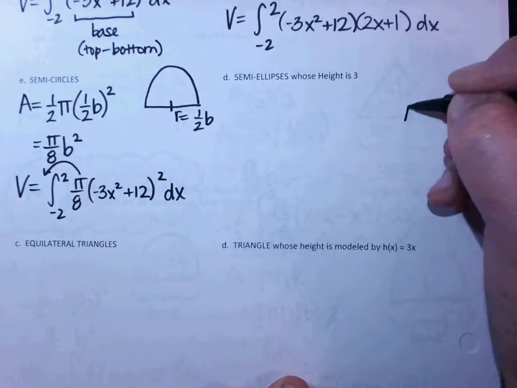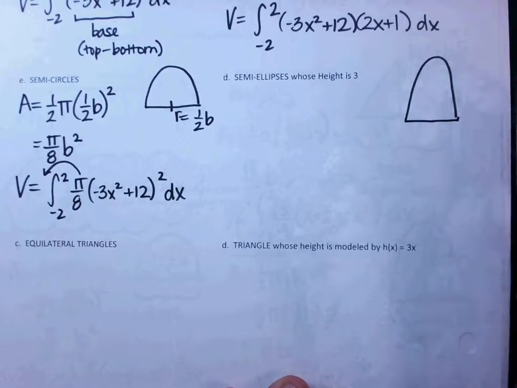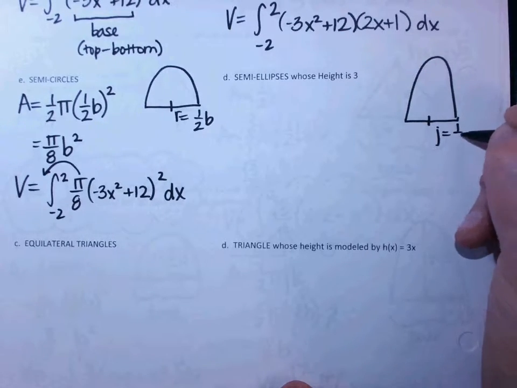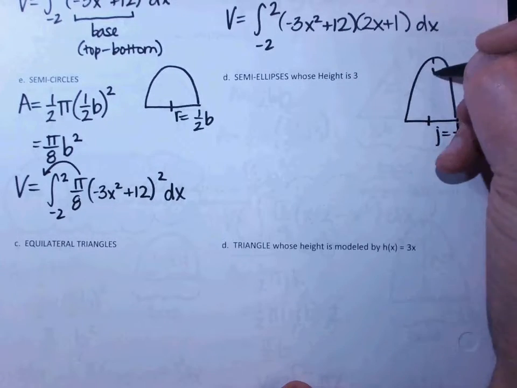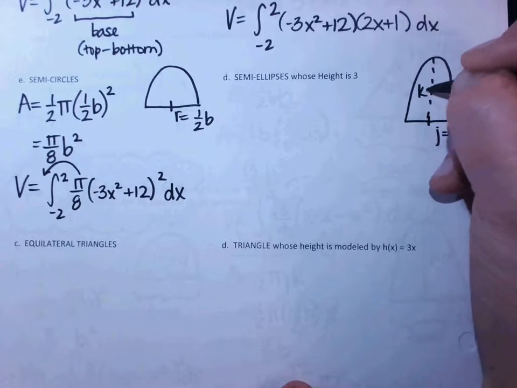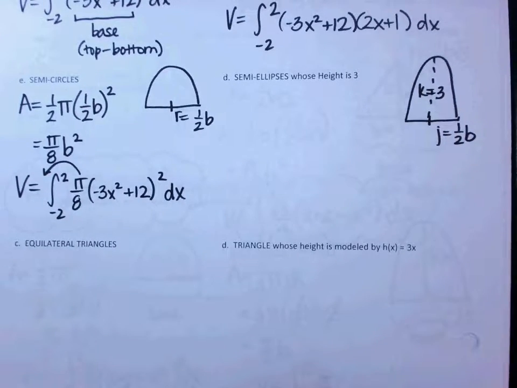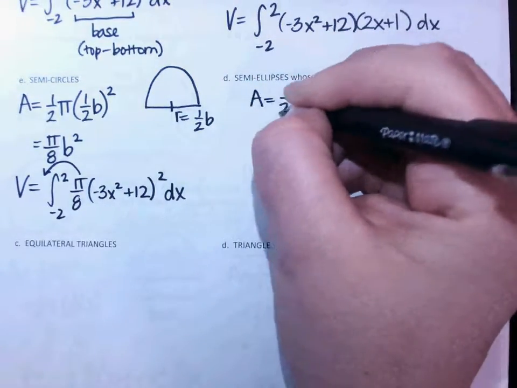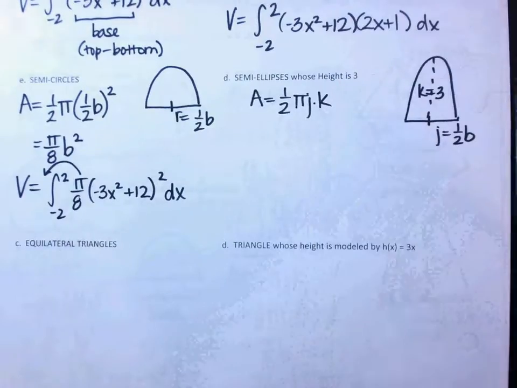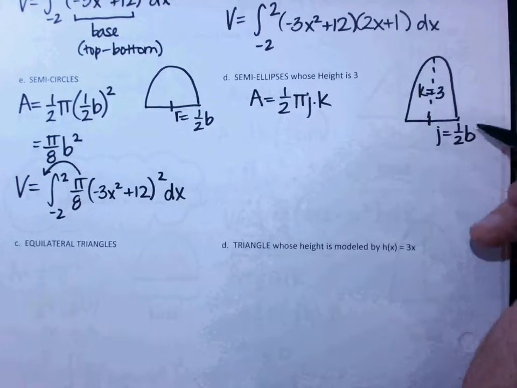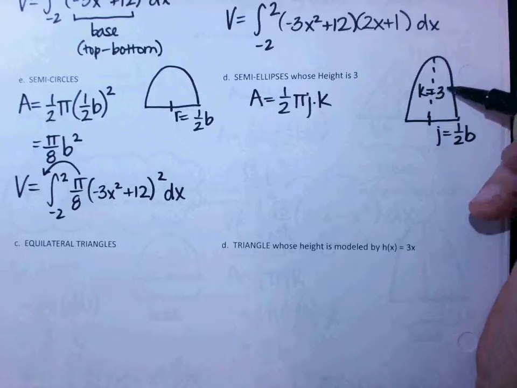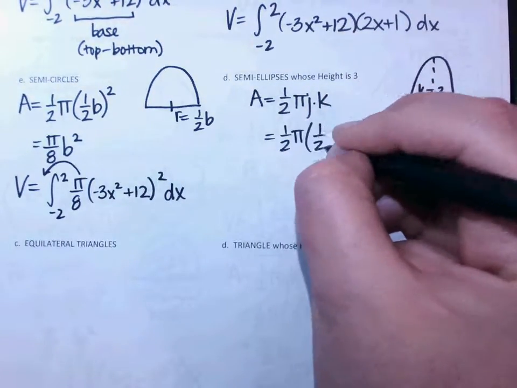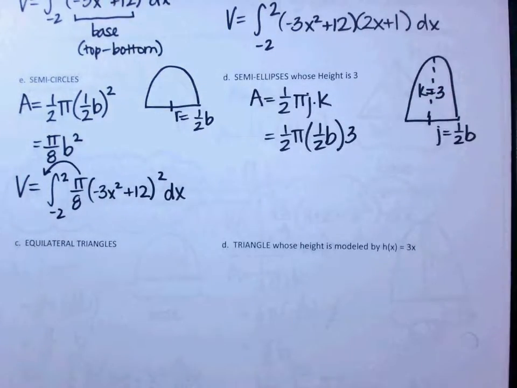Semi-ellipse whose height is 3. Draw your semi-ellipse. What is this part going to be for J? Half of the base. What does it say the height is going to be? K is 3. And then remember, how do I find the area of a semi-ellipse? 1/2 pi jk. What's my j? Half b. What's my k? 3. So it would be 1/2 pi 1/2 base times 3.